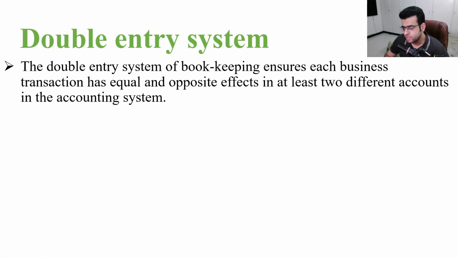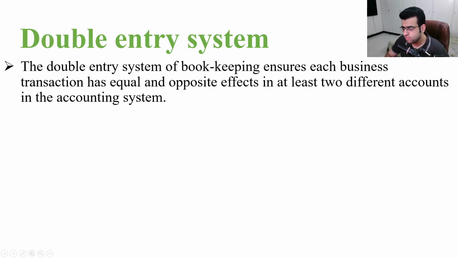Now let's understand the double entry system further. The double entry system of bookkeeping ensures each business transaction has equal and opposite effect in at least two different accounts in the accounting system. For example, if we buy a motor vehicle for cash, motor vehicle account will increase and cash account will decrease. Both of these are asset accounts. So one asset account is increasing and the other asset account is decreasing.